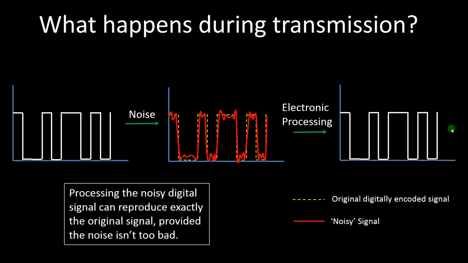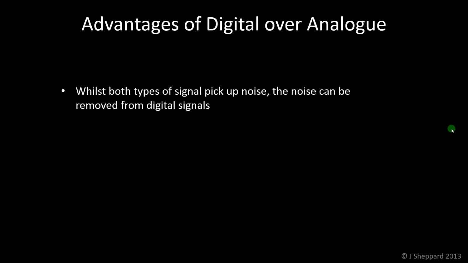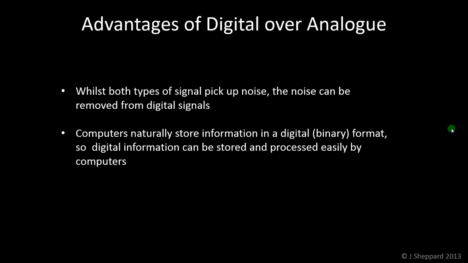Okay, so what are the advantages then of digital over analog? Well, we've just discussed the one that you can remove the noise from digital signals, okay? And also digital signals work very well with computing because computers naturally store information in a binary format, okay, in ones and zeros. So you can store and process digital information in computers.